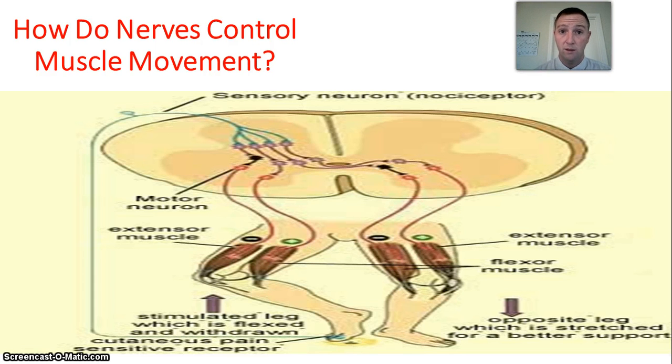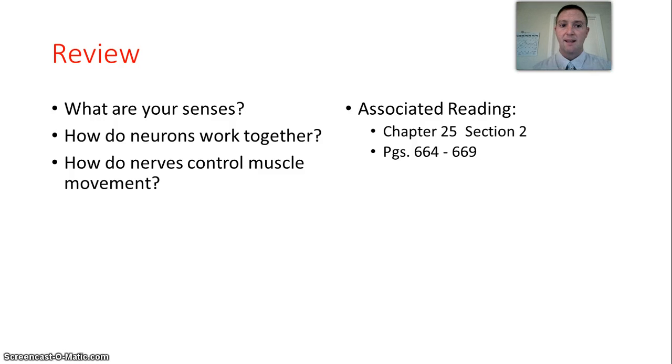Okay, cool? All right. Things you need to know: what your senses are, the 3 types of neurons, how they work together, how the nerves control muscle movement in those feedback loops. All right, you can find some of this in section 2 of chapter 25, pages 664 to 669. Write down your questions, write down what you heard. See you in class.